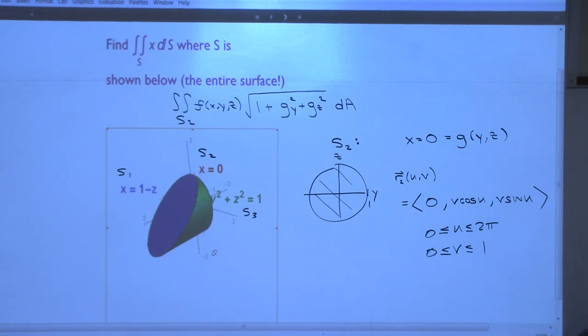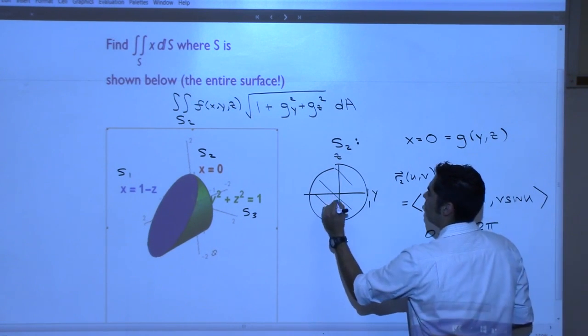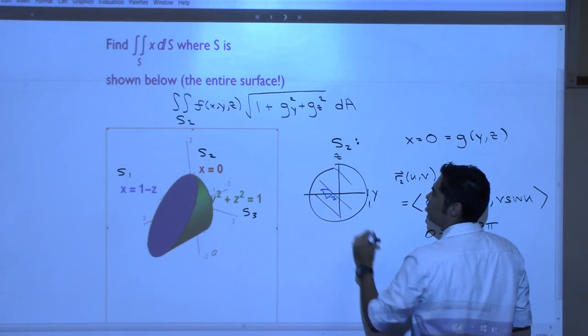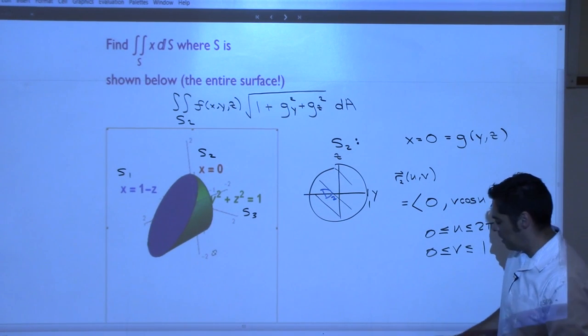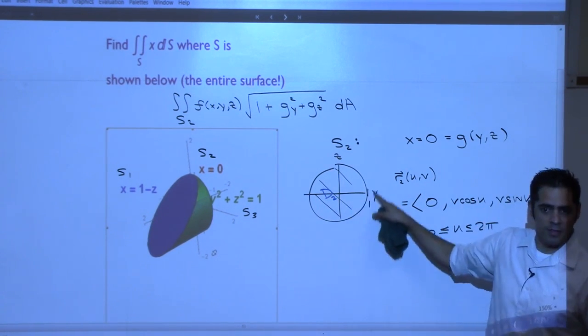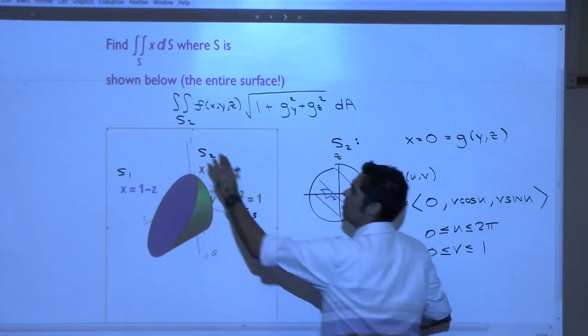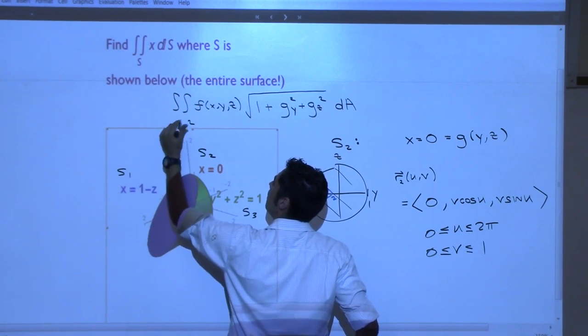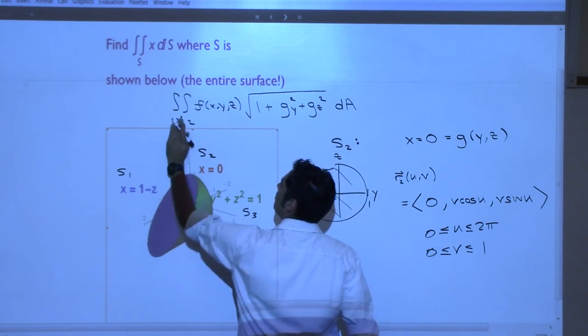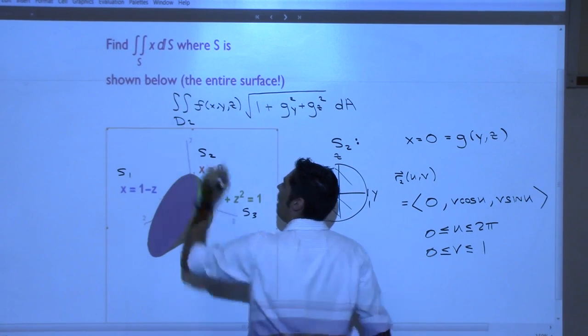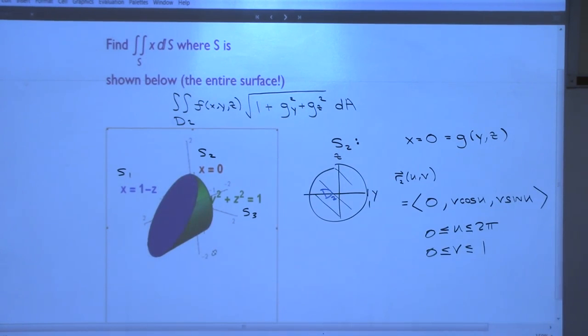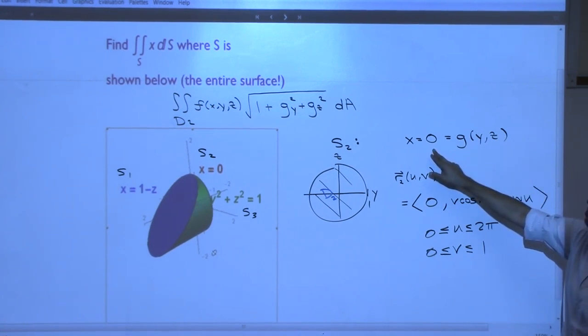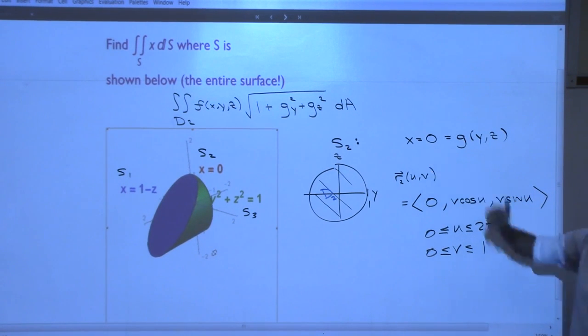I need to change one thing here. We're going to call this D2, all right? Because it's the domain that draws this surface, and change this to D2. It turns out that S2 and D2 are exactly the same here because it's flat, right? What is the partial of g with respect to y? 0. What's partial of g with respect to z? 0. So that's just what? Square root of 1, which is just 1.